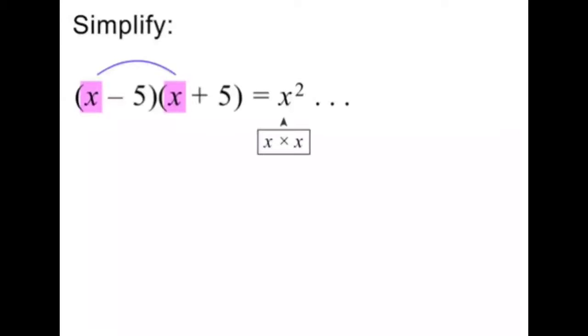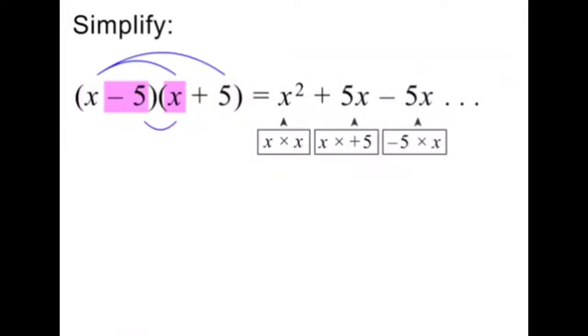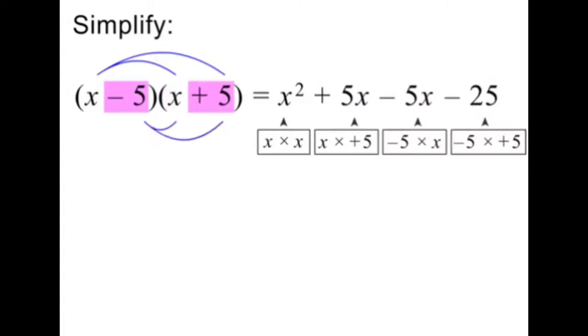We again use FOIL. X times x equals x squared. Next, we multiply the outer terms. X times plus 5 equals plus 5x. And then the inner terms. Minus 5 times x equals minus 5x. And then the last terms, minus 5 times plus 5 equals minus 25.